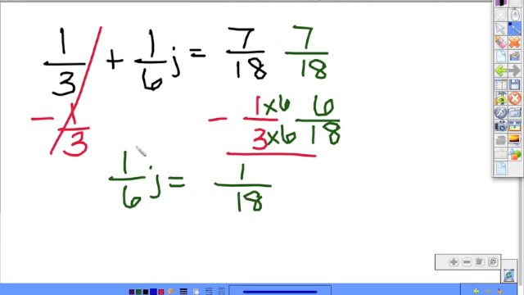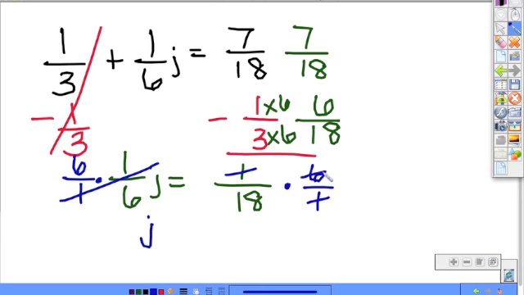Step 3 is to now get this j by itself. When you have a fraction and a variable, you take the reciprocal, which is going to be 6/1. This whole thing cancels and the j falls down. What you do to one side, you got to do to the other. Okay, 1 and 1's cancel. And 6 and 18 cancel into 1 and 3. So my final answer is going to be 1/3.